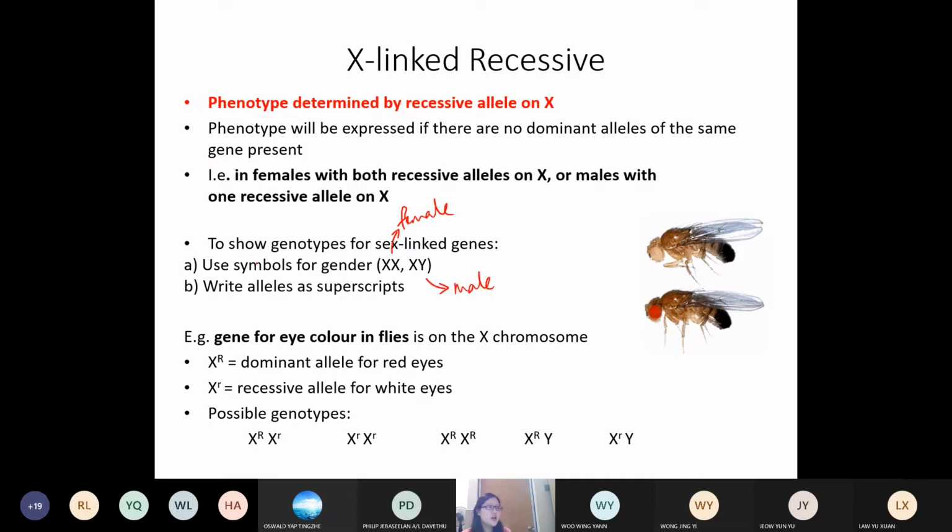Right? And then you write the alleles as superscript. So we could write big R, this is for eye color, big R for the dominant allele, and small r for the recessive allele for white eyes. So these are the possible genotypes here. It could be a female.